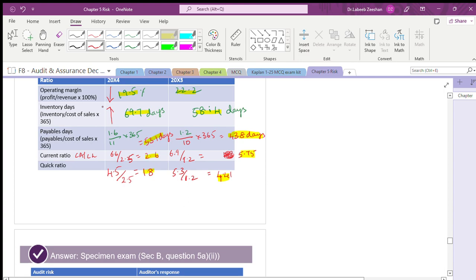This year you are paying how many days? We are taking more number of days to pay back. Is it right? Now, current ratio. What happened last year? It was 5.75. What is the current ratio? How fast are you converting? Is it right? The current ratio has decreased.